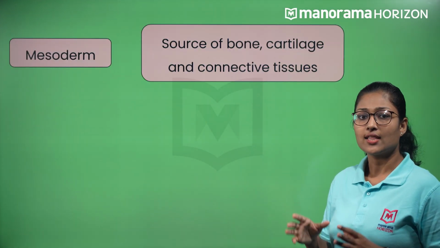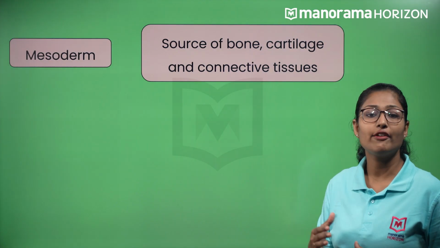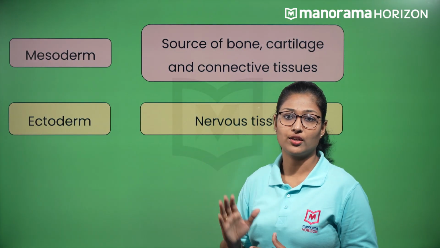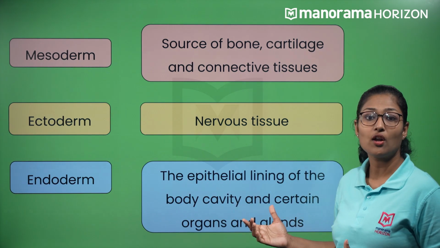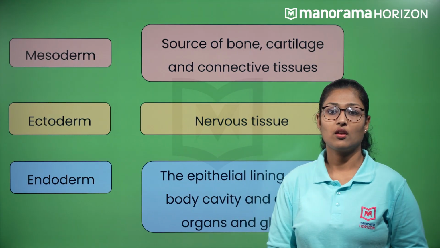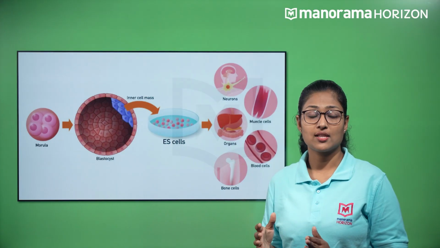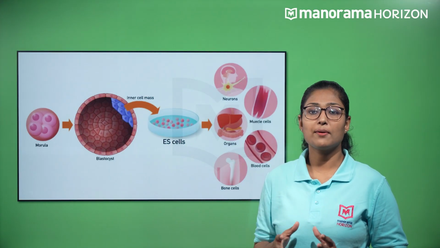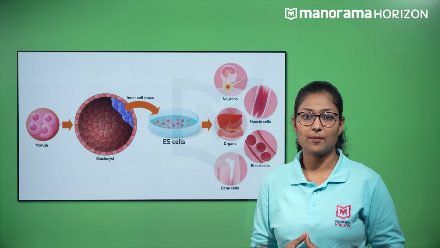For instance, the mesoderm is a source of bone, cartilage and other connective tissues, while all the nervous system is derived from the ectoderm. The epithelial lining of the body cavity and certain organs and glands develop from the endoderm. The process of formation of the three primary germ layers, that is the ectoderm, mesoderm and the endoderm, marks the beginning of the gastrulation, and this developing stage is called the gastrula.